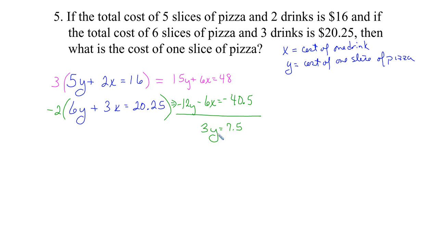Again, this better be a positive number. We get negative numbers and we end up in lots of trouble. So y is equal to 2.5, but because it's money, we're going to add that 0 on the end. So the cost of a slice of pizza is $2.50. $2.50 for 1 slice of pizza.